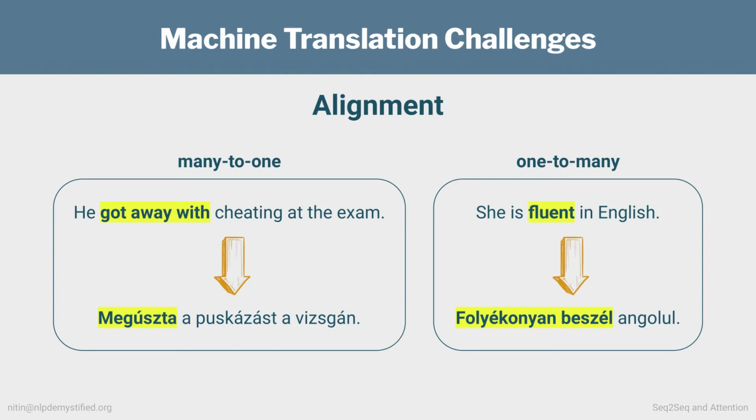In an English sentence such as he got away with cheating at the exam, the phrase got away with maps to one word in Hungarian, a many-to-one relationship. Conversely, in the sentence she is fluent in English, the word fluent maps to two words in a one-to-many relationship, and of course there are also many-to-many relationships as well.